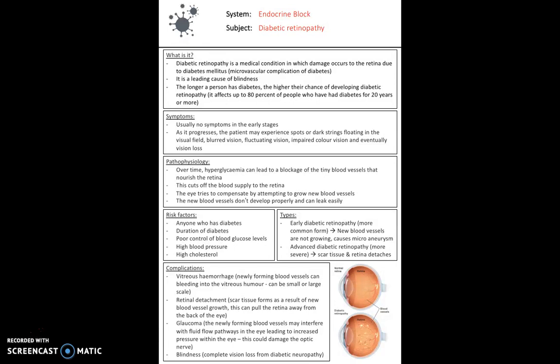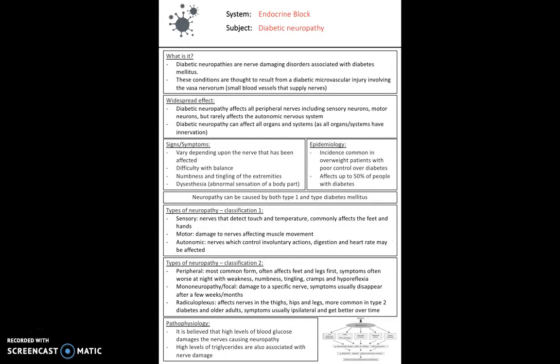And then there's advanced diabetic retinopathy. This is more severe, less common, and it causes scar tissue and retinal detachment as well. So diabetic neuropathy now, so this is a nerve damaging disorder associated with diabetes mellitus, again a microvascular complication. And it's as a result of the injury to the vasa nervorum, so these are the small blood vessels that supply our nerves. As a result, there's a massive widespread effect, and it normally affects peripheral nerves, so those sensory motor neurons, and it rarely affects the autonomic nervous system, so it rarely affects our parasympathetic and sympathetic nervous system.